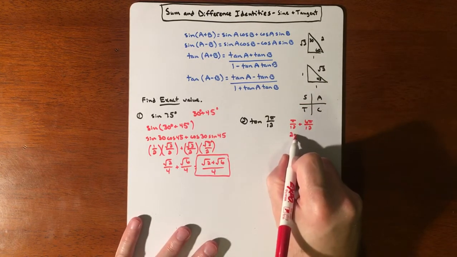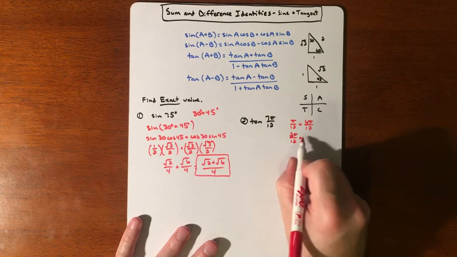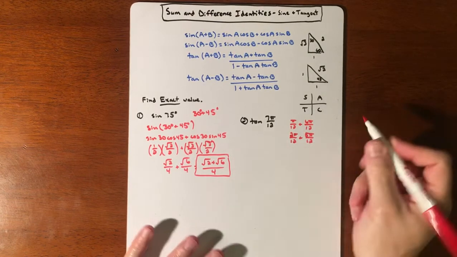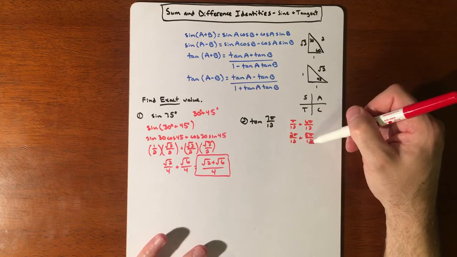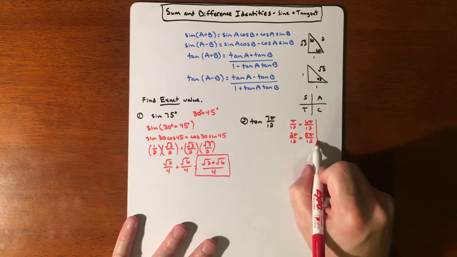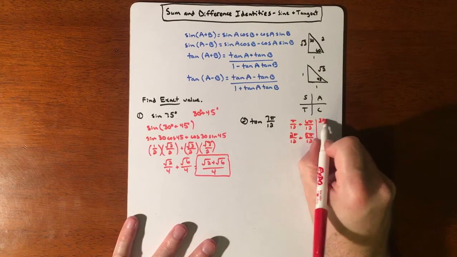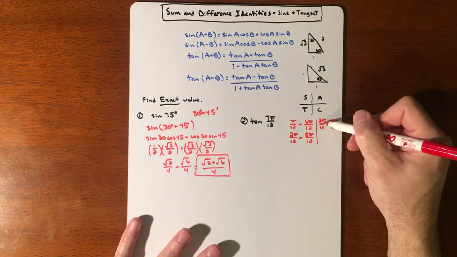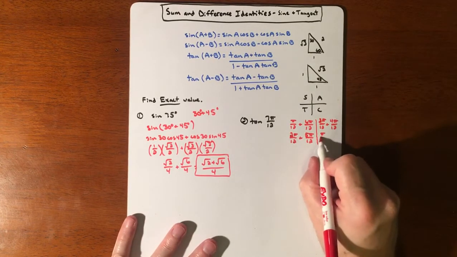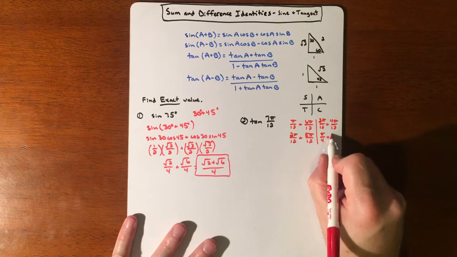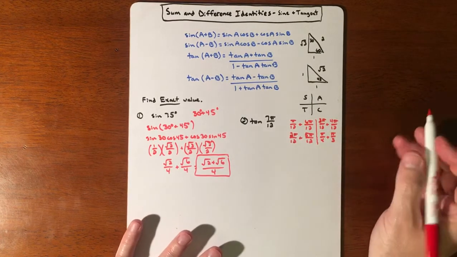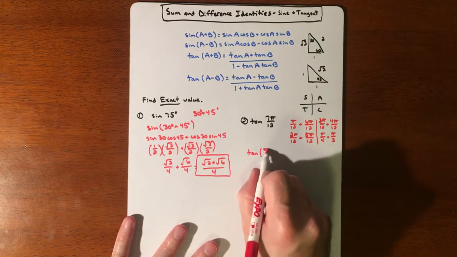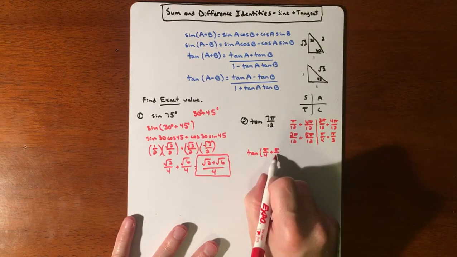So how about 2 pi over 12 plus 5 pi over 12? Well, 2 pi over 12 would be good, but the 5 pi over 12 will not. So how about 3 pi over 12 plus 4 pi over 12? Yes. So that can become pi over 4, and this can become pi over 3. Perfect. So we're looking at doing tangent of pi over 4 plus pi over 3.